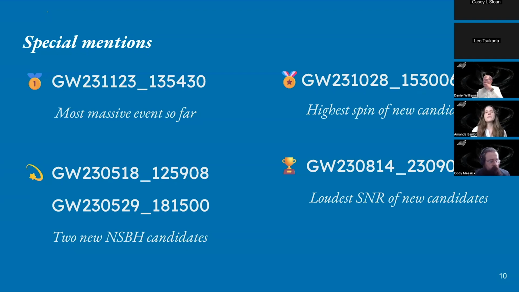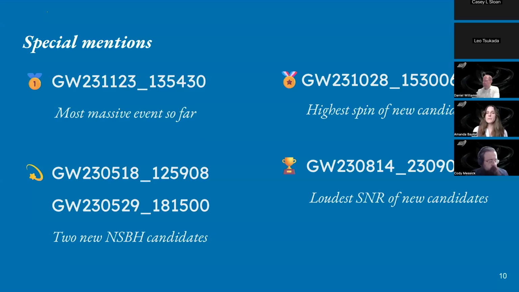The first two numbers are the year, so 2023. The second two numbers are the month, so 11, that's November. And then the last two numbers are the day, 23. So this was detected on November 23rd, 2023. Then following the underscore is the time in UTC, which we detected the event. So the first two numbers are representing the hour, so hour 13, and then minute 54 and seconds 30.